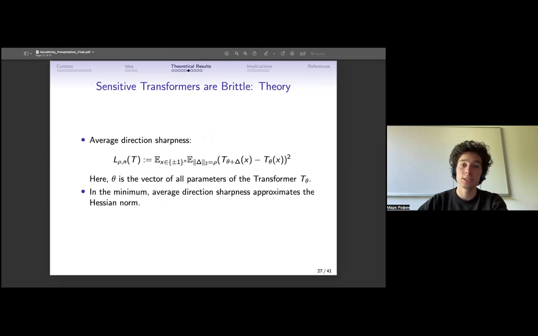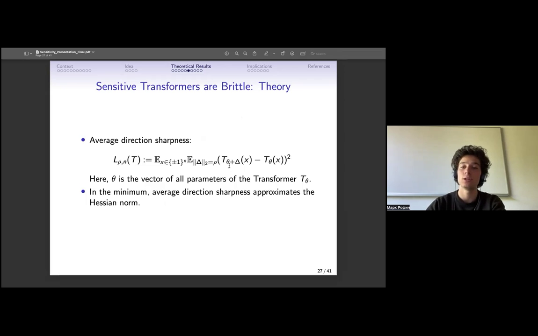Then the second step is to link the layer norm blowup to the loss landscape sharpness. And for that, we need to define sharpness first. We introduce the value of average direction sharpness, which is some kind of sensitivity, but not for inputs, but for parameters. So we have this transformer T, which has the parameter theta, and we add to theta random noise delta. Then the average direction sharpness would be the average change in the output of the transformer over all possible inputs and all possible noises.